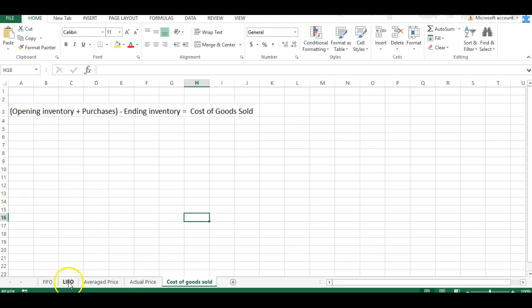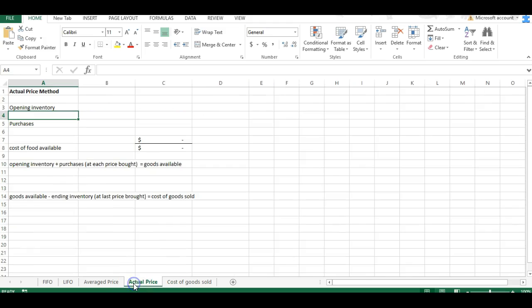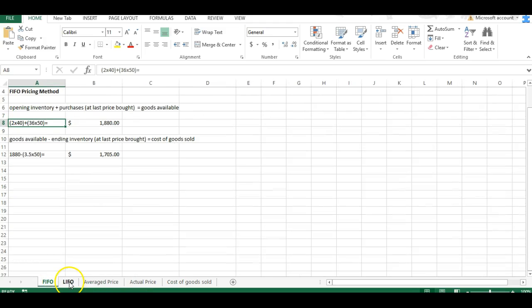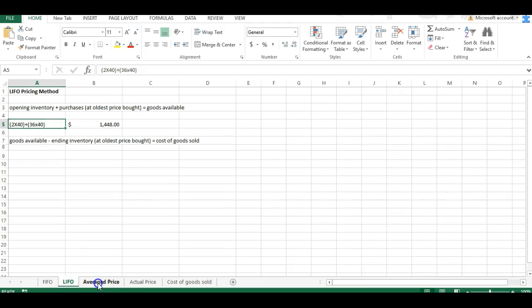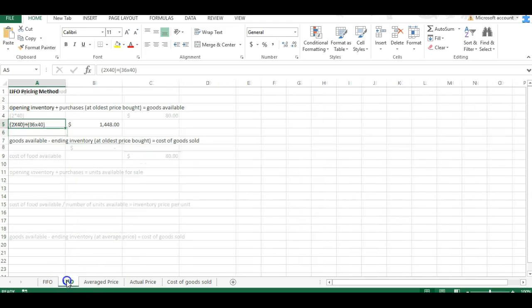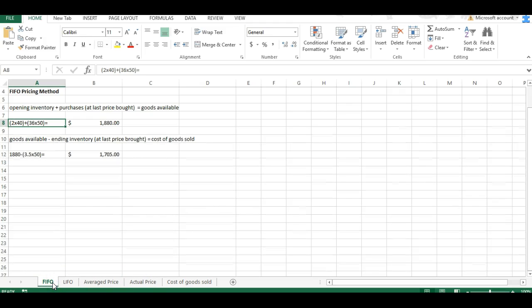I've already made the 4 pages. I've even already inserted the tables. Your FIFO and LIFO are pretty much exactly the same, and the average and actual as well. The average does have another question, but those two are similar. So I'll read the assignment, and then we'll look more into the individual pricing methods.